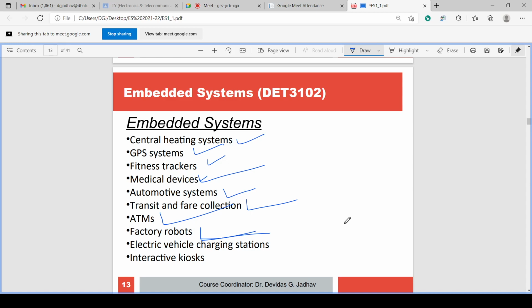So factory robots or industrial robots are there. Electric vehicle charging stations, these are embedded systems. Interactive kiosks, these are embedded systems. These are some of the examples. Many examples are there nowadays. Everywhere, in every device, the embedded system is used. Every device in use is using an embedded system. Okay, these are some of the examples of embedded systems.